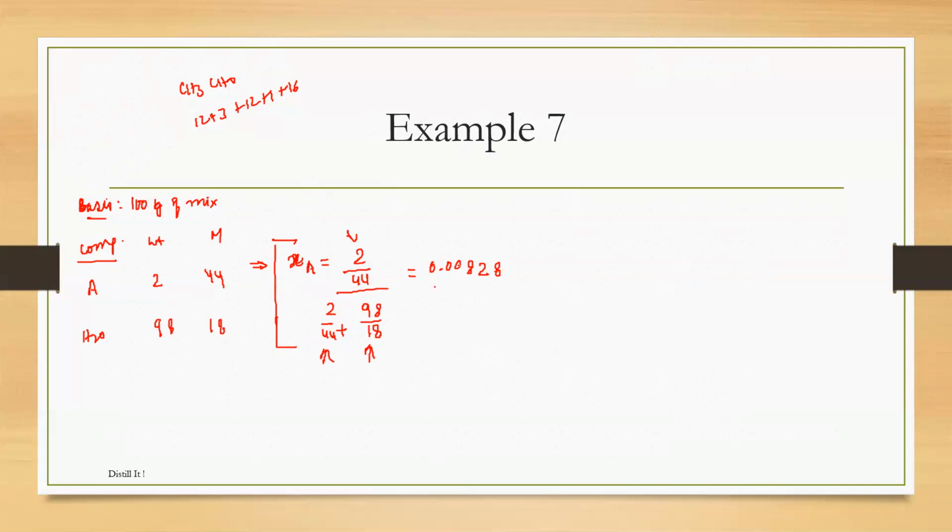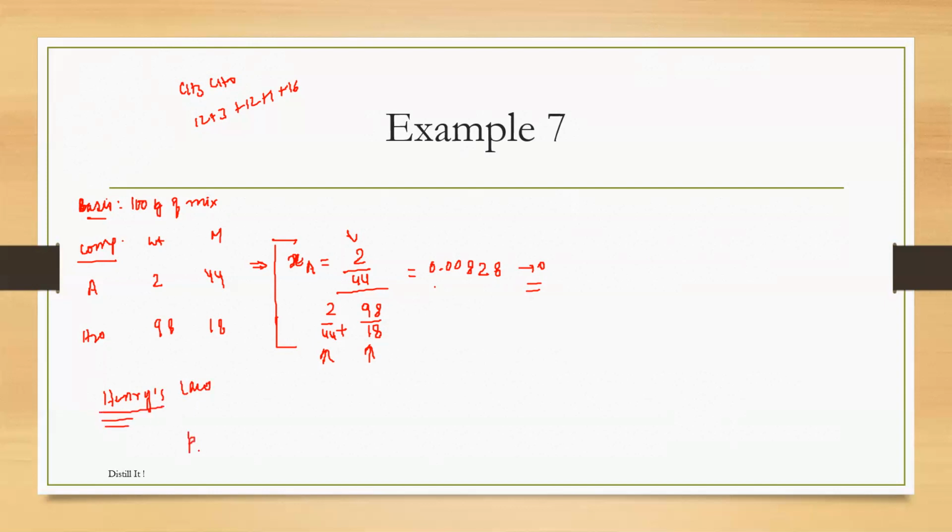All right, so we have got 0.00828, and in this case you can see that it is very close to 0. Hence the law that is applicable here is going to be Henry's law. The law applicable here is going to be Henry's law.